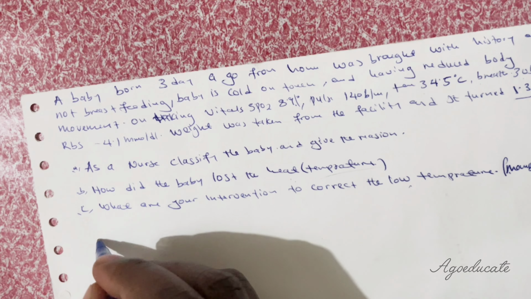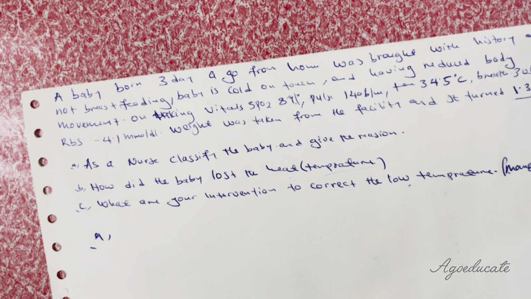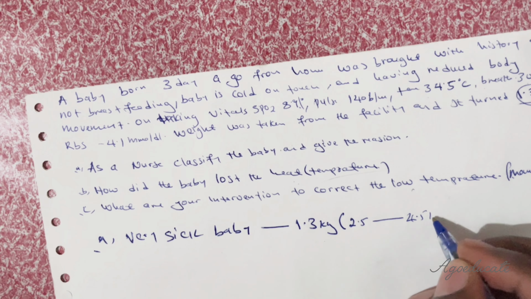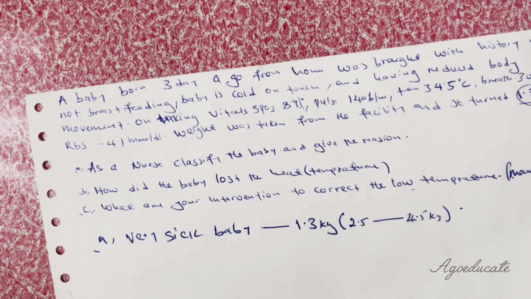That is classification. How do we classify this baby? We'll classify this baby based on the criteria: weight, temperature, breathing, and examination. But mostly, from the scenario they have given, this is a very sick small baby. The reason being, the weight first of all is 1.3. The normal weight is 2.5 to 4.5 kilograms. So that is my reason number 1.